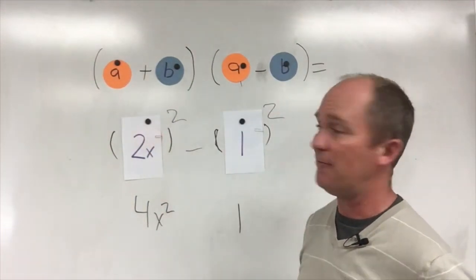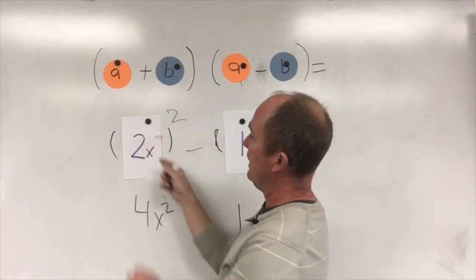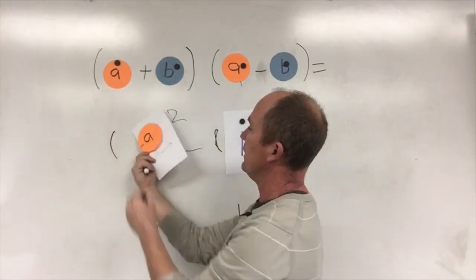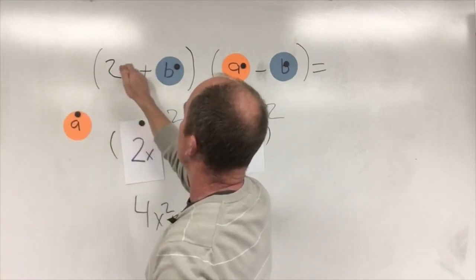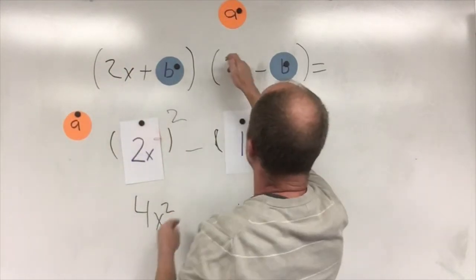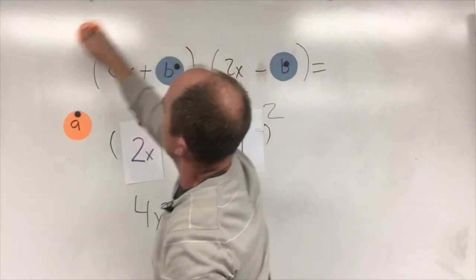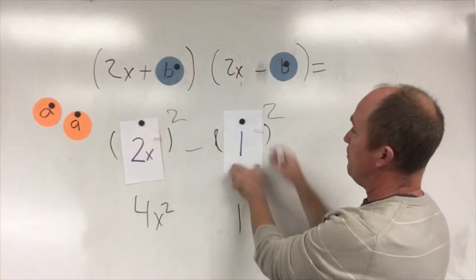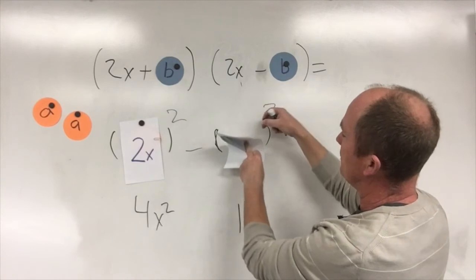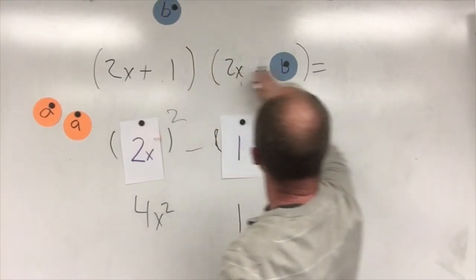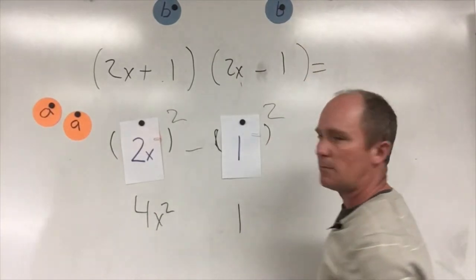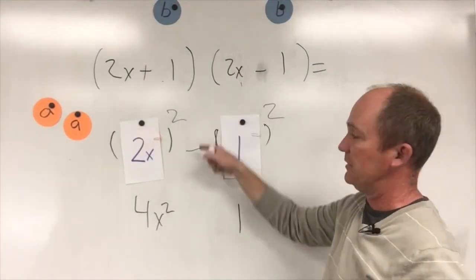because again, I'm trying to factor this. So this is my A, as we just remembered. This is my A squared. This is my A, so I'm just going to come up here and put 2x and 2x. If this is my B, because this is my B squared, I'm going to put in 1 and 1. And that is my actual factoring of this original problem.